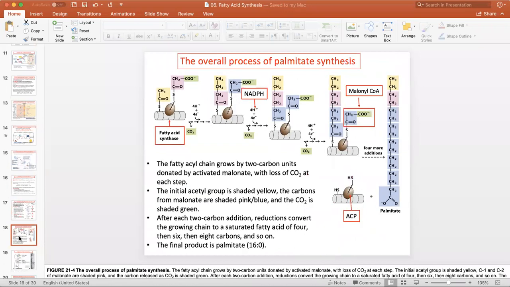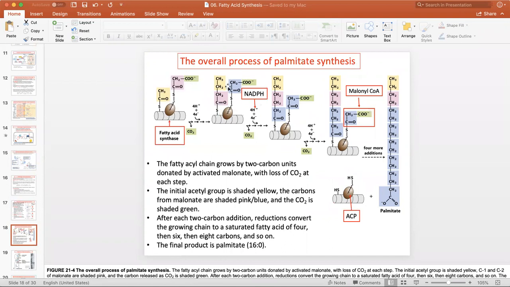Actually, let's go on to this one. Yeah, this is better, and then we'll go back to the slide. So let's see here. This is your fatty acid synthase over here. The yellow highlighted is your acetyl-CoA. How do we know? Because it is two carbon. Here we have a three carbon. So we know this is malonyl-CoA.